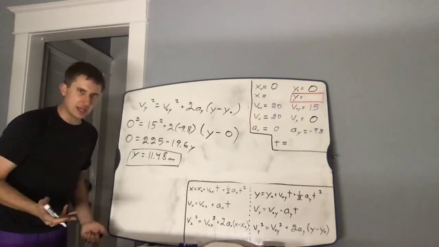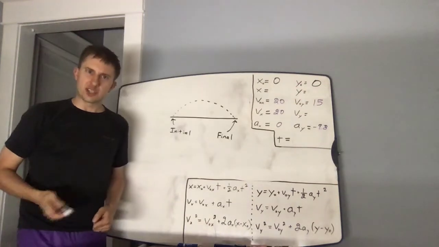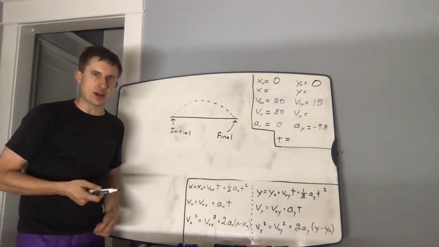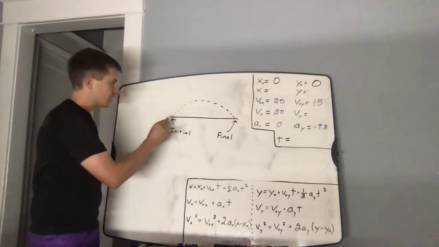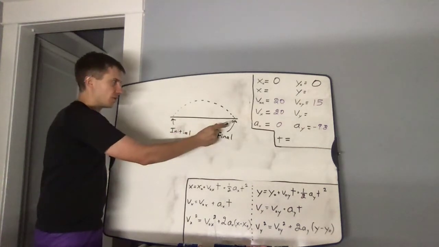So for part B, the ball is 11.5 meters above ground level. In part C of this problem, we are asked to find the final velocity of the ball when the ball hits the ground. So in part A, we said the initial moment is the moment when the ball is thrown, and the final moment is when the ball lands.